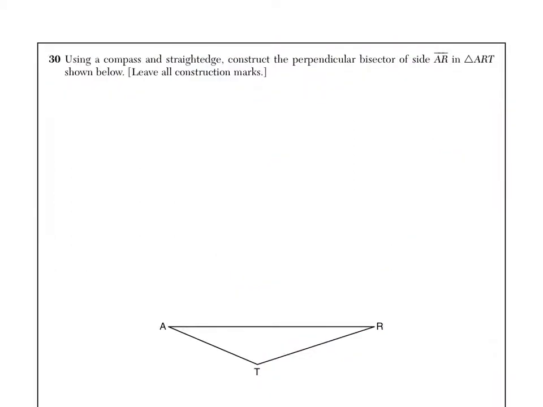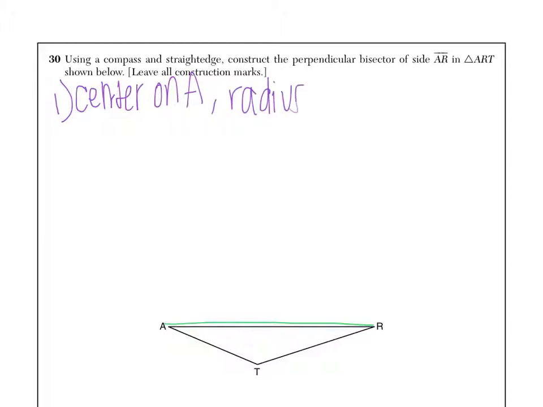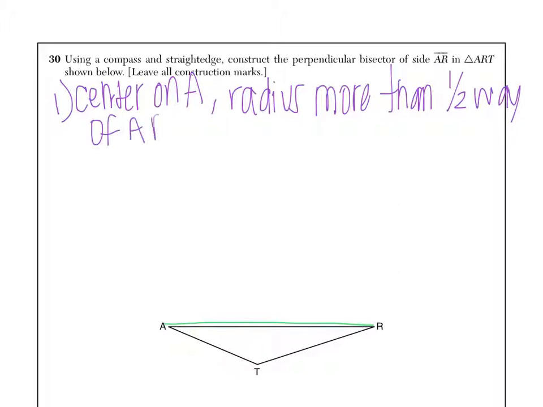Number 30 says, using a compass and a straight edge, construct a perpendicular bisector of side AR in the triangle below. So here's side AR. It's important to maybe highlight this or outline it so that you don't get distracted by the other sides. So your first step is to put your center on A. And your radius more than halfway of AR. So again, center here, radius, say here.